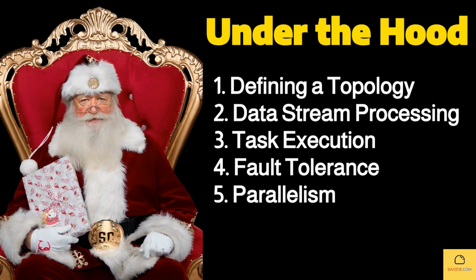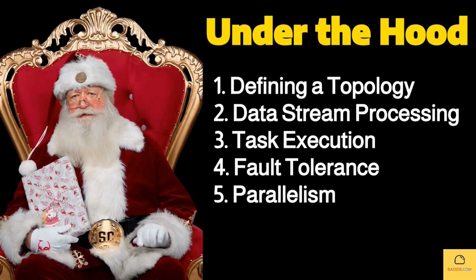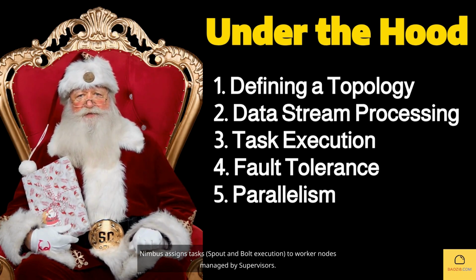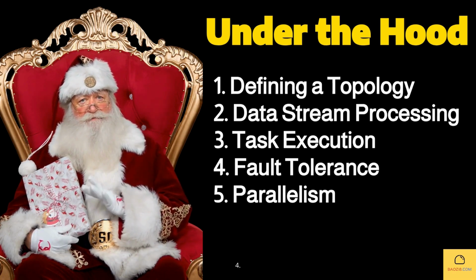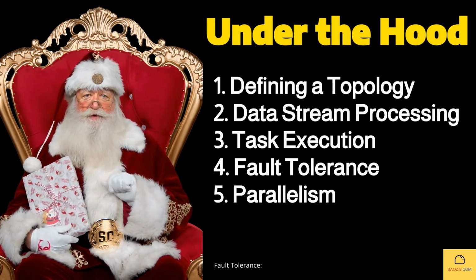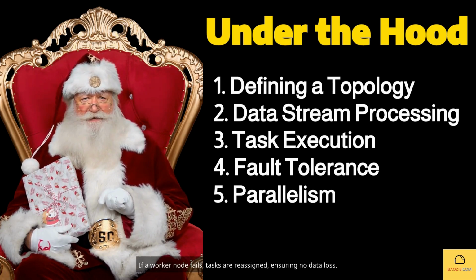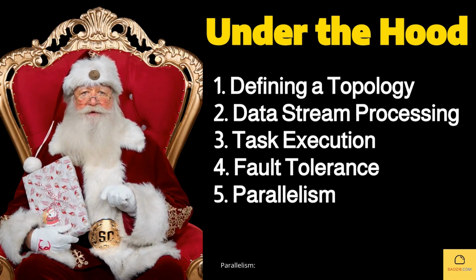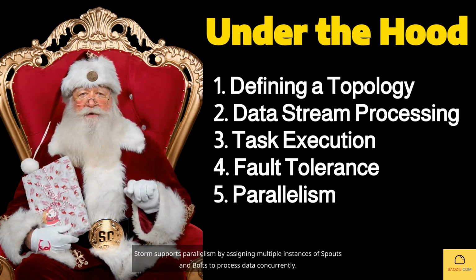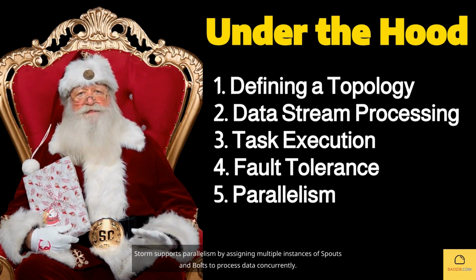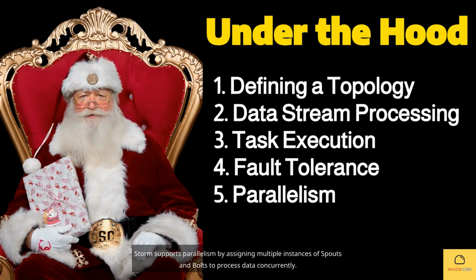3. Task execution. Nimbus assigns tasks, spout and bolt execution, to worker nodes managed by supervisors. 4. Fault tolerance. If a worker node fails, tasks are reassigned, ensuring no data loss. 5. Parallelism. Storm supports parallelism by assigning multiple instances of spouts and bolts to process data concurrently.